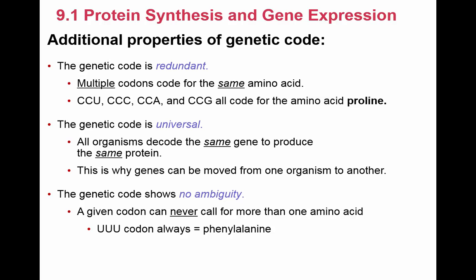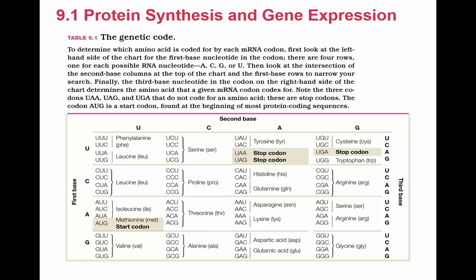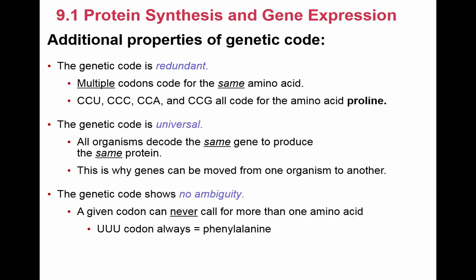For example, CCU, CCC, CCA, and CCG all code for the same amino acid. If you look at the image, you'll see that. All of these stand for proline. Just like these 2 stand for phenylalanine, or these 4 stand for serine. And again, the reason they have to be redundant is just because there are so many codons, but only 20 amino acids.